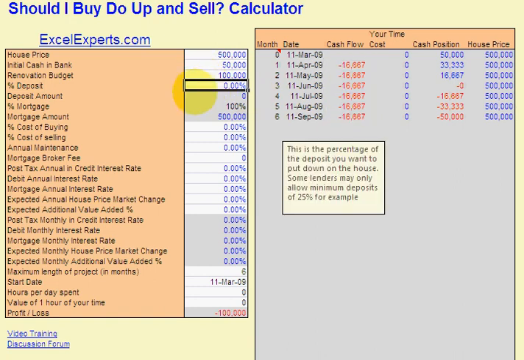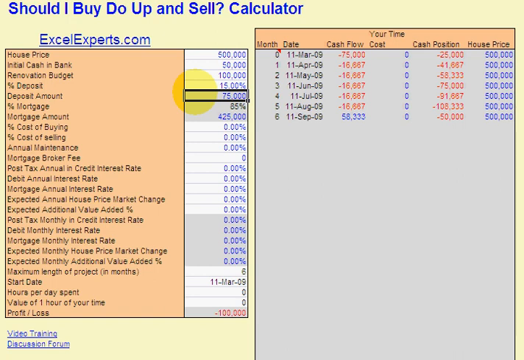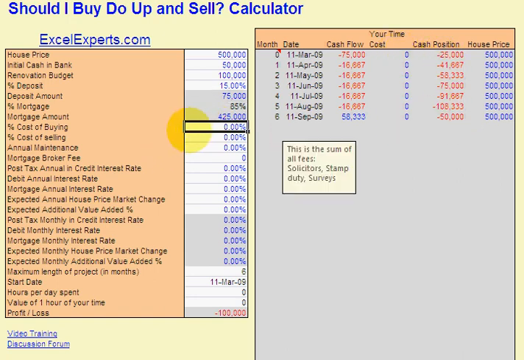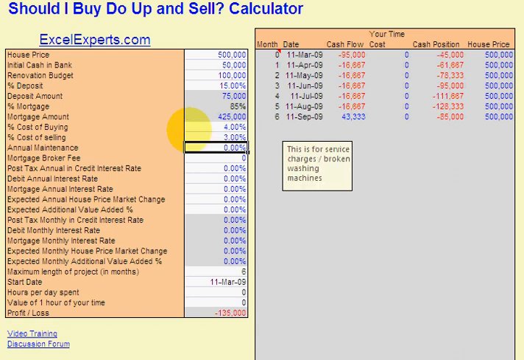The deposit amount, so this is how much I'm going to use as deposit. Let's put 15%. Notice our cash flows change whenever we enter a value, and our cash position changes. Cost of buying, let's try 4%. Cost of selling 3. This is the sum of all selling costs and all buying costs. Here is a helpful little tip. So on selling, you've got solicitors, estate agents, home information packs, whatever.